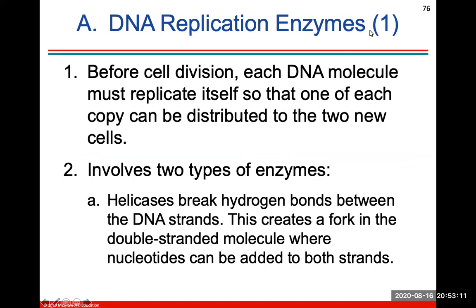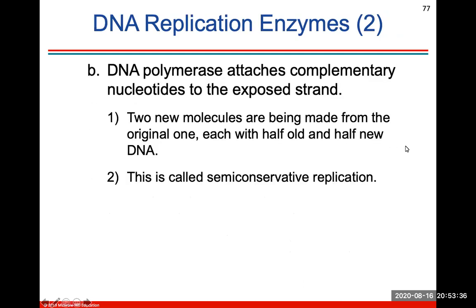So DNA replication enzymes: before a cell can divide, each DNA molecule must replicate itself so that one copy can be distributed to the 2 new cells. It involves 2 types of enzymes. Helicases will break down hydrogen bonds between the DNA strands. This will create a fork where nucleotides can be added to both strands. DNA polymerase will attach complementary nucleotides to the exposed strand, and this is called semi-conservative replication, each with 1/2 being old and 1/2 being new DNA.